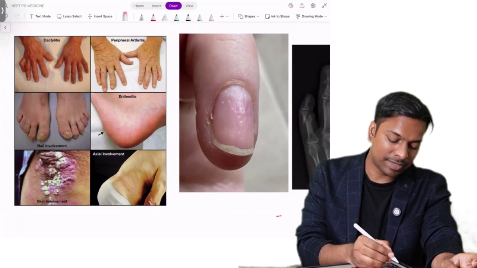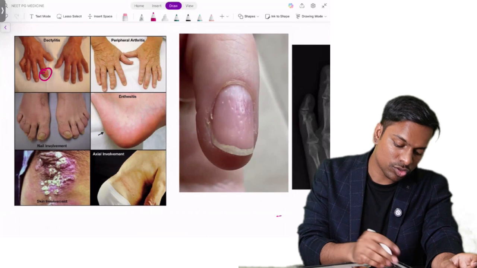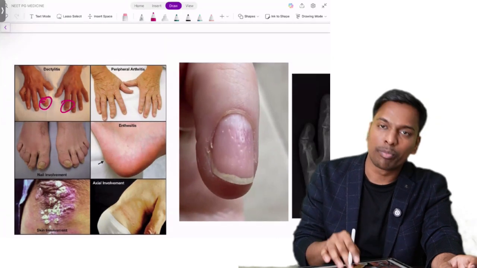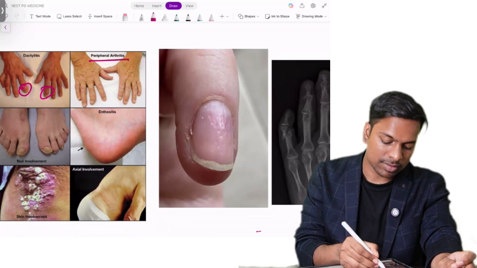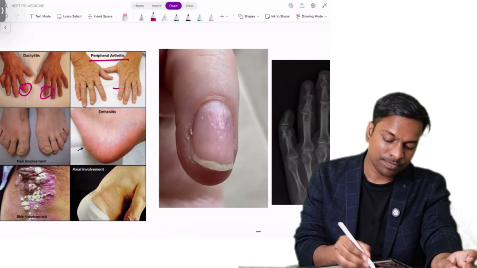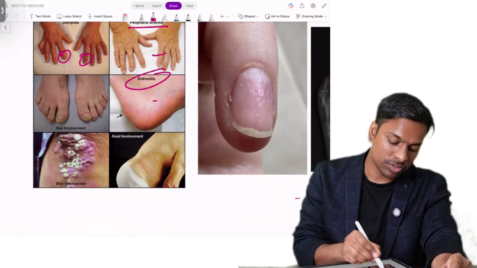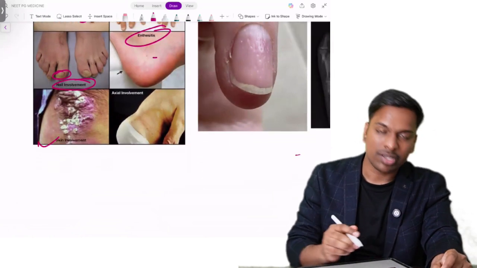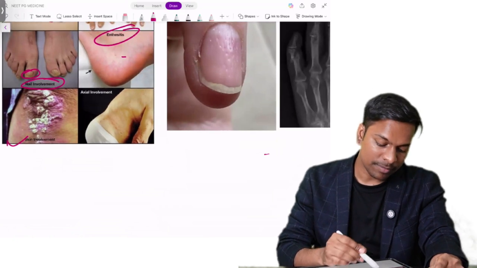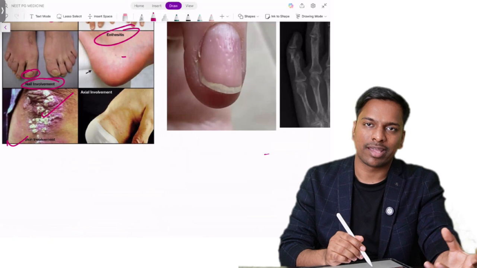So it can have dactylitis like this. Look at this big inflammation of the distal interphalangeal joint, so big in size. Then talking about peripheral arthritis, look at this peripheral arthritis, that can also be seen. Then enthesitis, as I mentioned, is a group symptom. Then nail involvement is also there. Nail pitting is quite classic for psoriatic arthritis. The skin involvement can also be there, and this is psoriasis basically, with a silver flaky appearance.